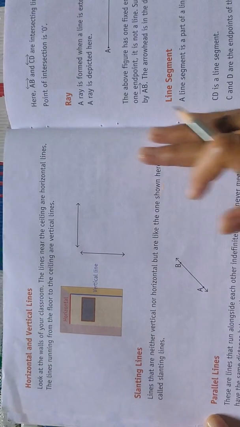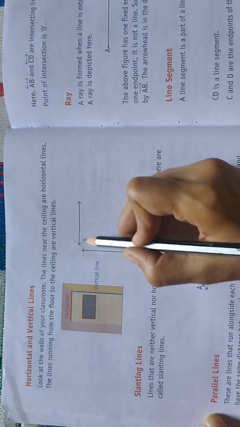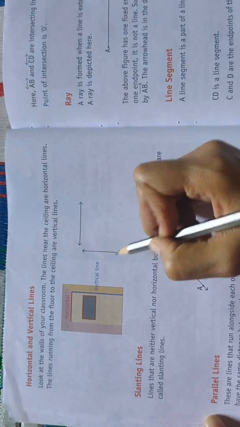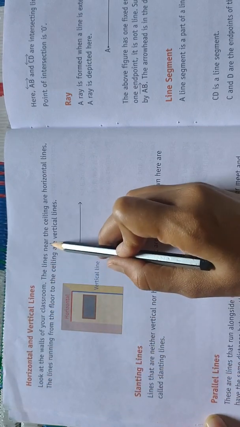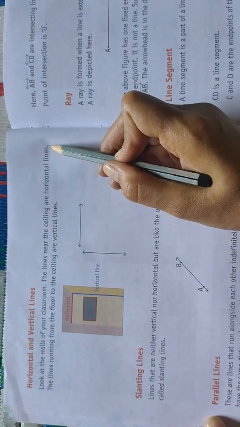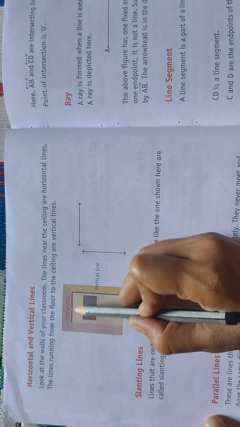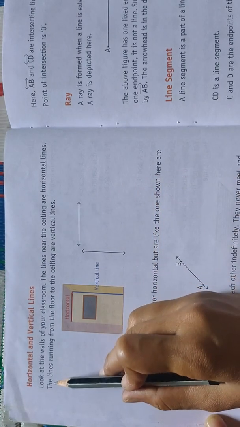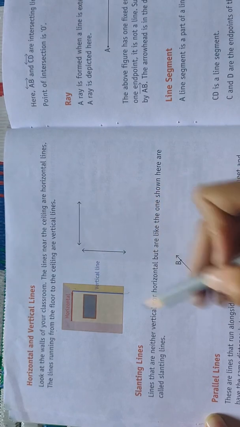Now the next point is horizontal and vertical lines. Horizontal is like this and vertical is like this. An example is given here. Look at the walls of your classroom. The lines near the ceiling are horizontal lines. If this is the ceiling, this will be the horizontal line. The lines running from the floor to the ceiling are your vertical lines.